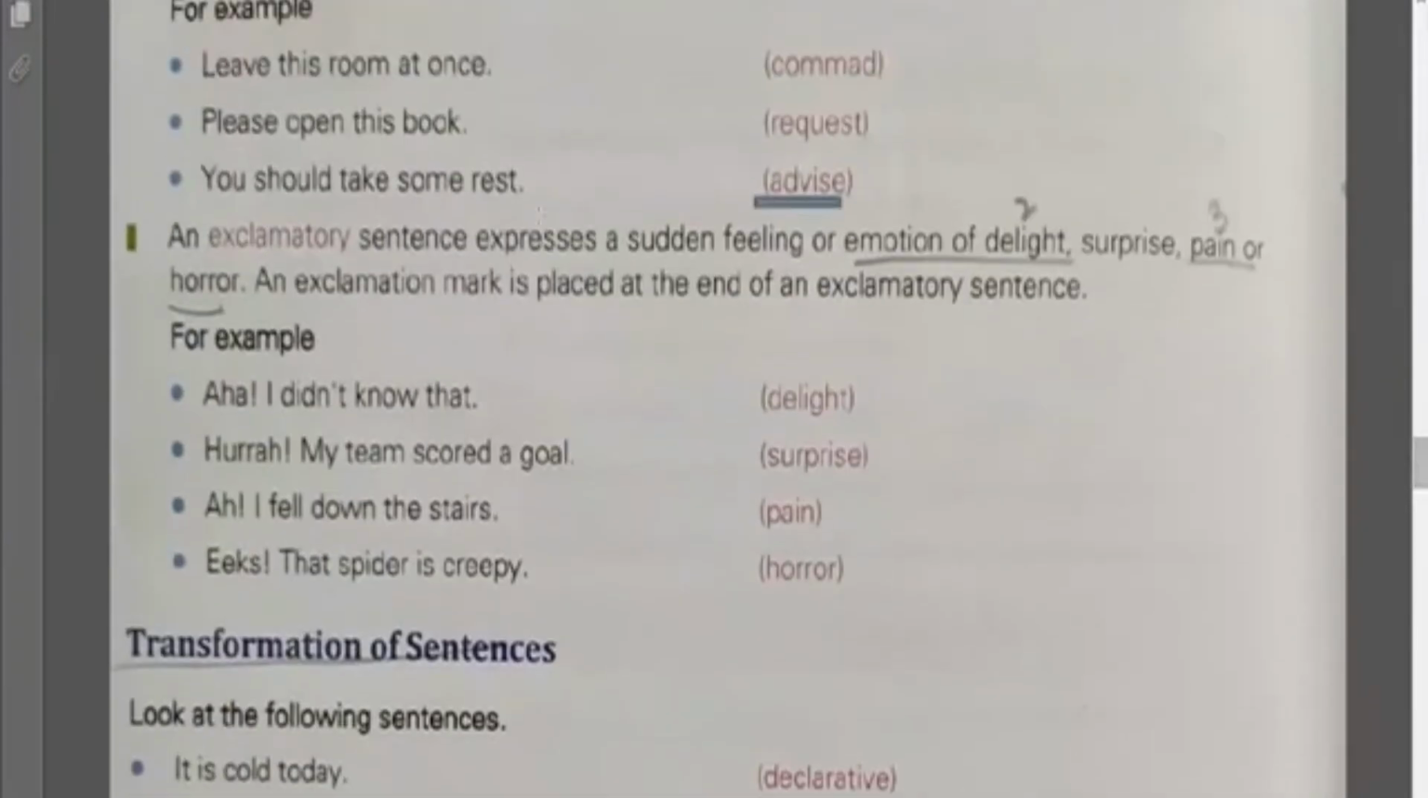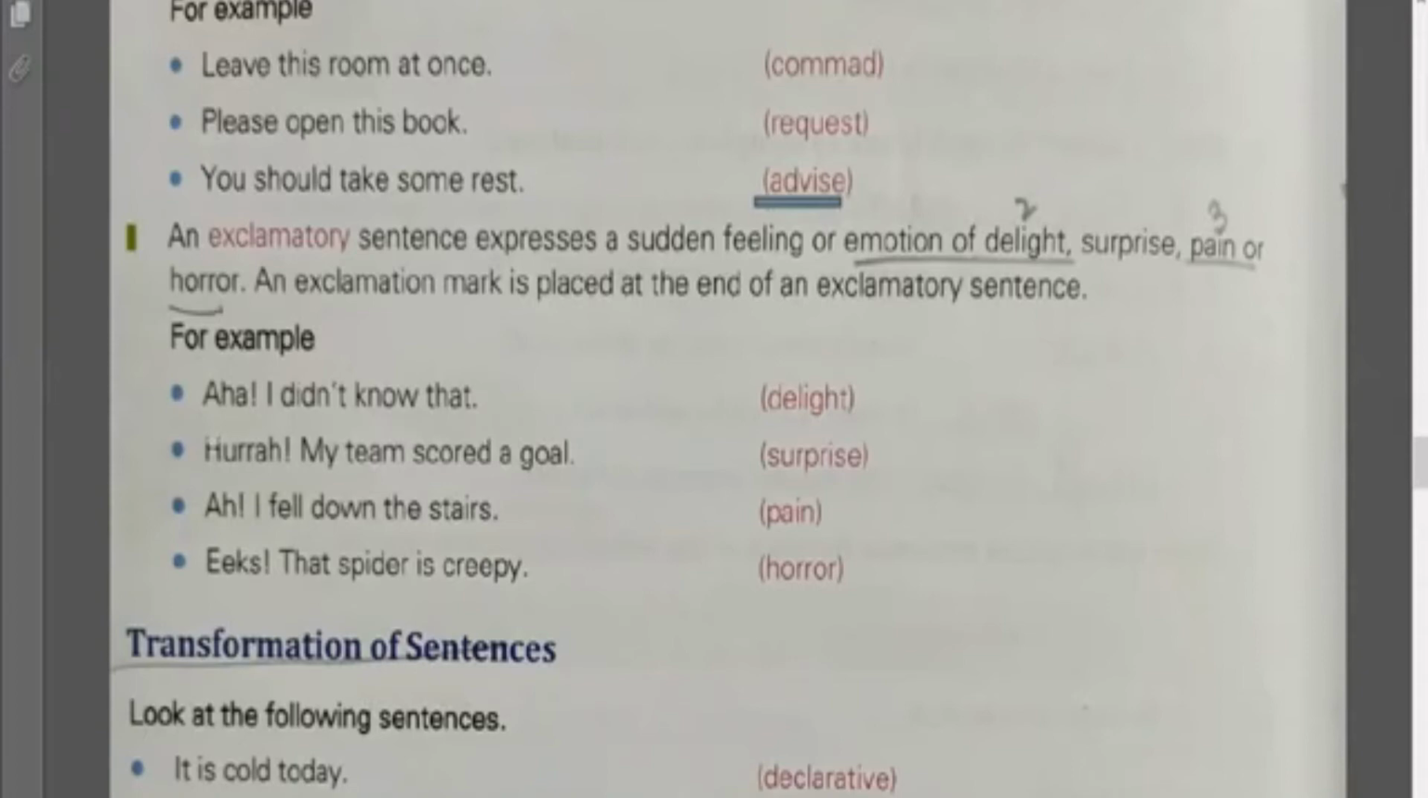Next is your exclamatory sentence. As you must know, an exclamatory sentence expresses a sudden feeling. It expresses a feeling of delight, surprise, pain, or horror, when we are in a shocking situation. So, an exclamation mark is placed at the end of an exclamatory sentence. Sometimes it can also come in between the sentence.